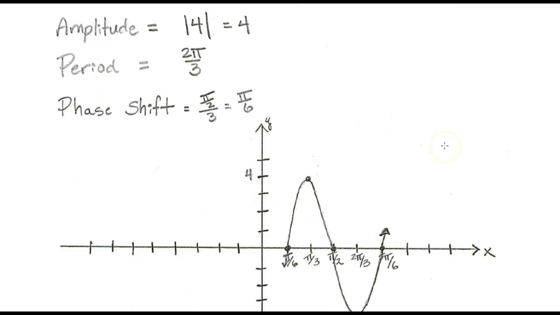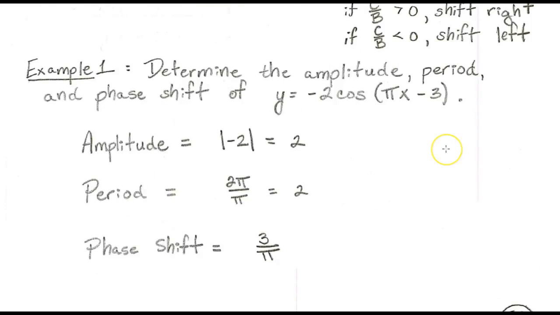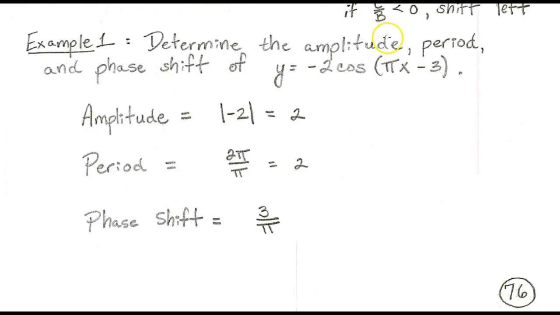All right, so example 1 was this guy. Determine the amplitude, period, and phase shift of y equals minus 2 cosine of pi x minus 3. So I'm not doing anything here to graph it. I just want to make sure you understand how to do the amplitude, period, and phase shift again. So the amplitude is the absolute value of minus 2, which is 2. So this minus 2 would mean it reflected about the x-axis. But the highest it will get above the x-axis is still 2.